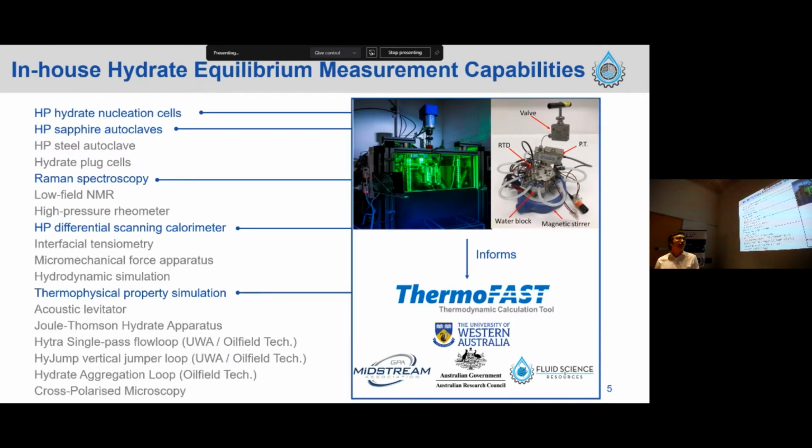In the context of hydrate equilibrium measurement capabilities at UWA, we do have a wide range of experimental apparatus that are capable of doing this, ranging from our hydrate nucleation cells, the HPS Ultra, to the high pressure differential scanning calorimeter. The measurements from these apparatus will be used to inform the improvement of our hydrate phase boundary prediction tool that is currently housed in ThermoFAST.